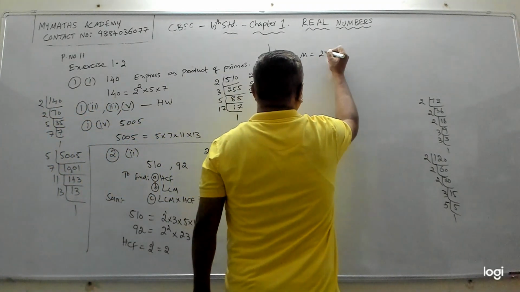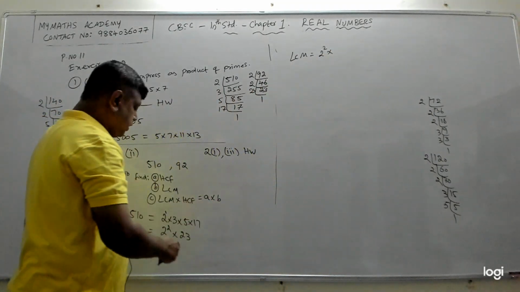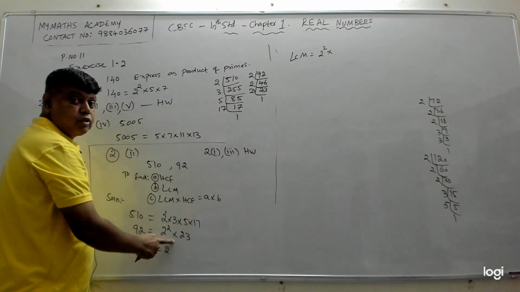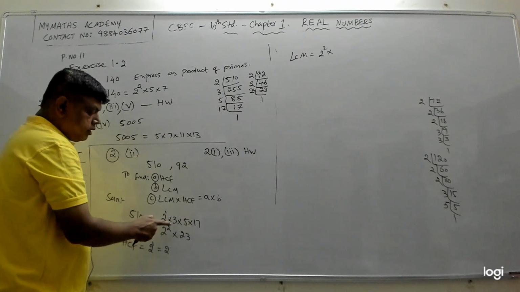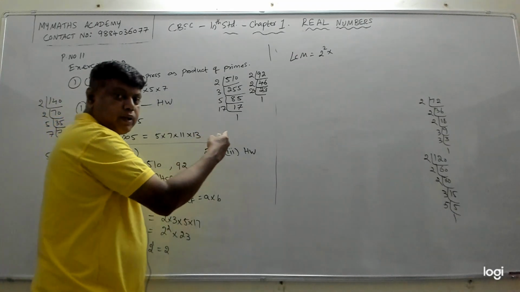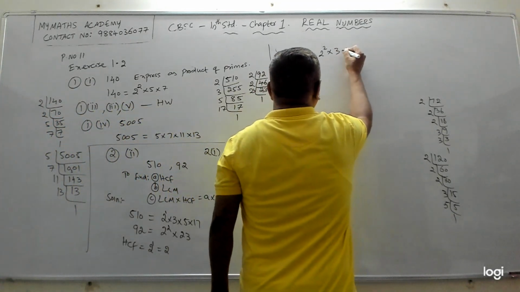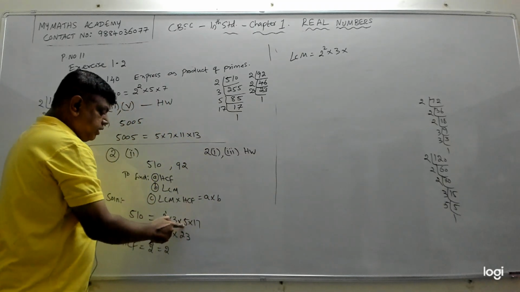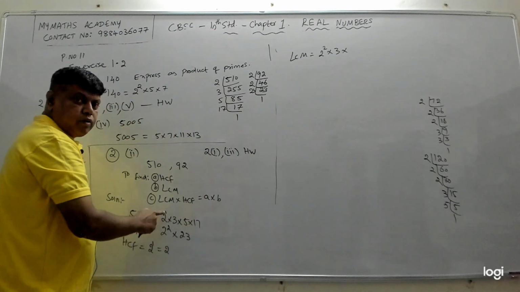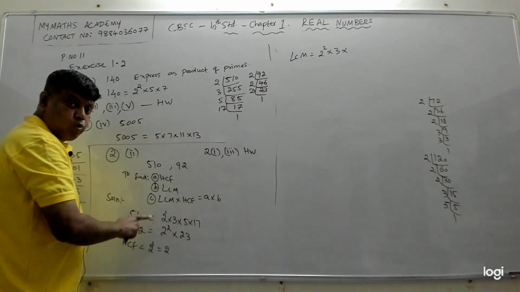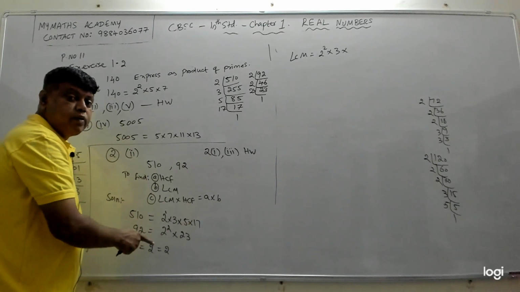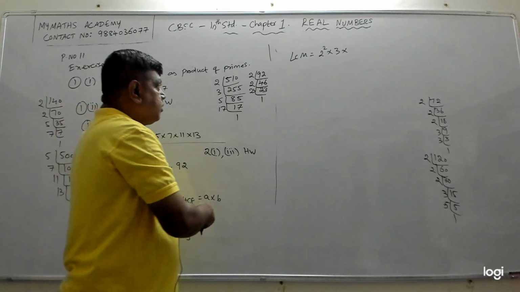So 2 power 2 into the next, 3. 3 is here, but it is not here. In LCM, if it is in any one, we can write it. It is here, it is not here. Then also we can write 3. So I will write 3 into, again take 5. 5 is here, but not here. Still we can write. For LCM, if it is in any one, we can write. But for HCF, it should be in both. Only then we will write. And that too, we will write the lowest power for HCF.